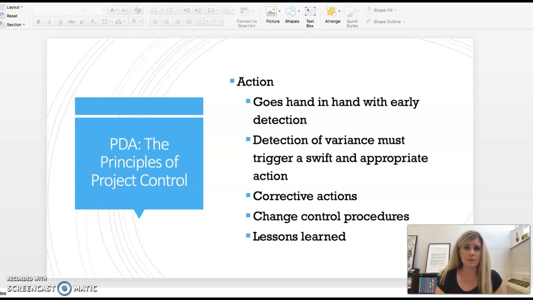And then of course action goes hand in hand with that early detection. Corrective action should be put in place immediately. Do not let a problem fester or continue, but make sure that an action is taken so that you're responding immediately and handling the situation, which again instills confidence in your stakeholders.